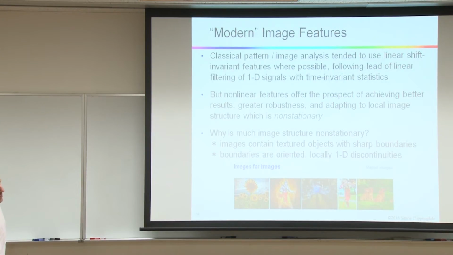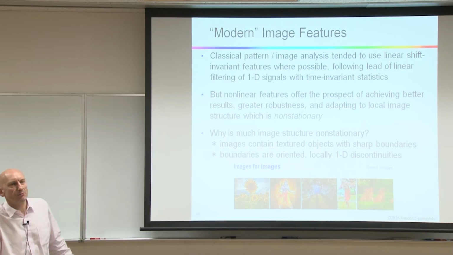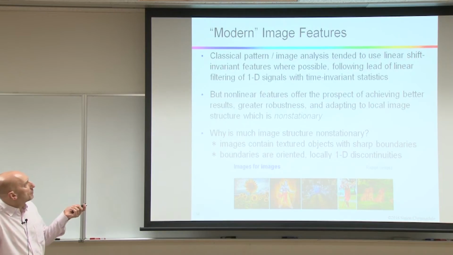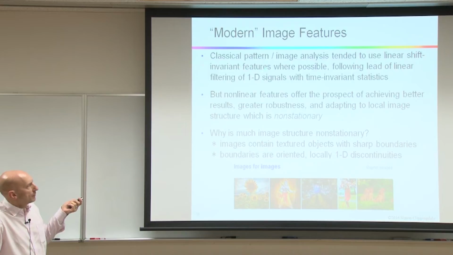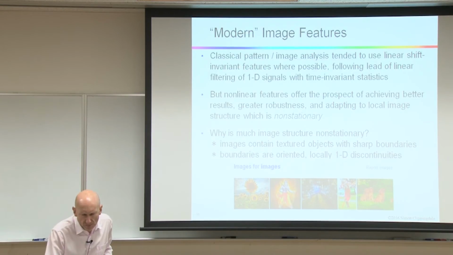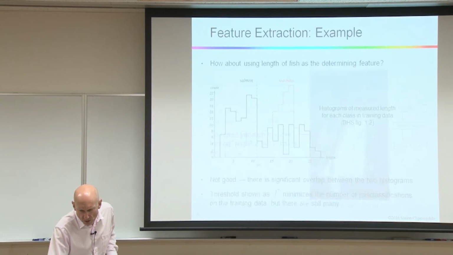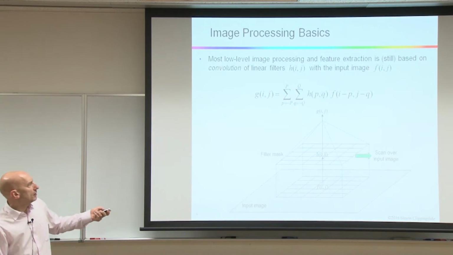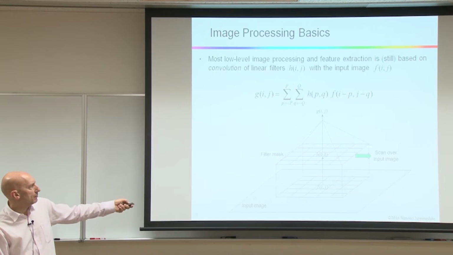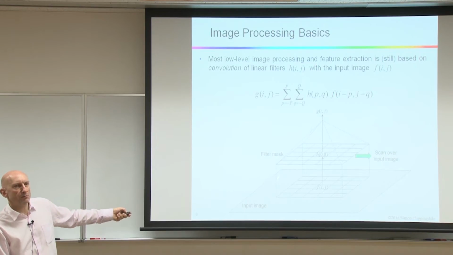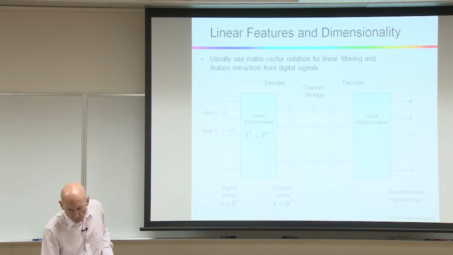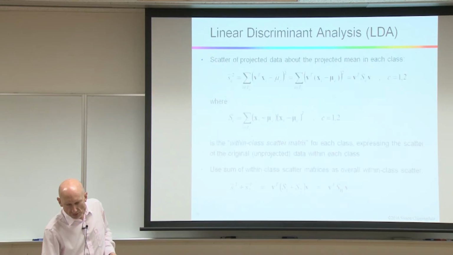Okay, so moving on to modern image features. What kind of features do people actually use? People used to use linear shift invariant features. What that means is, going right back to linear filtering, here we go. Shift invariant means that the values in this filter mask don't change as you scan it across the picture. So your filtering operation is the same everywhere.